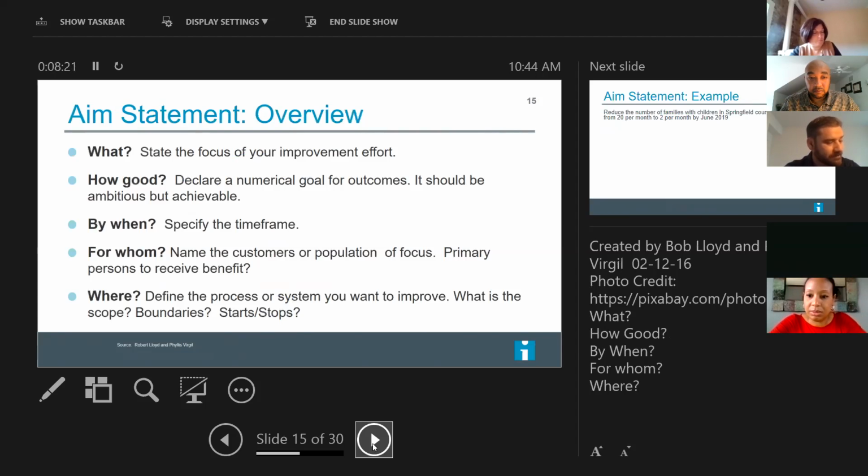So you can imagine that coming out of an Equity Action Lab, you might say, we're really going to improve X, that would be your what. By this amount, that would be your how good. By this date, that would be your when. For whom, this is who I'm going to be engaging. This is the voice that I'm going to hear. This is the folks that we want to co-produce better outcomes with.